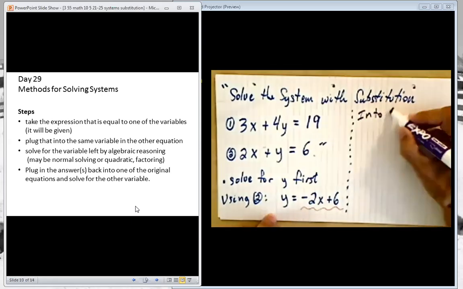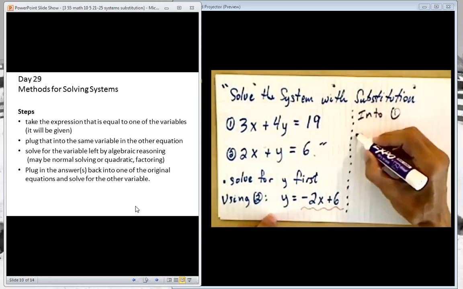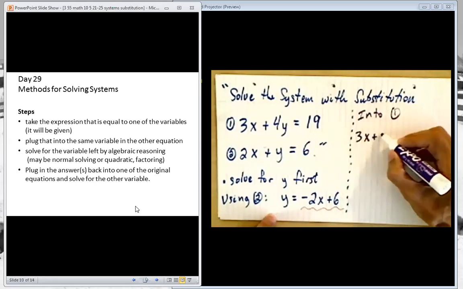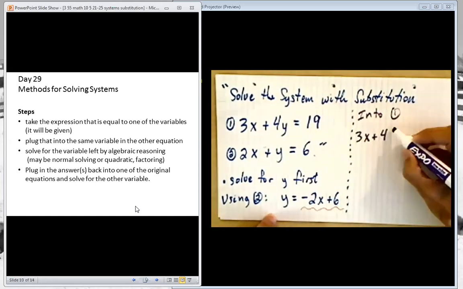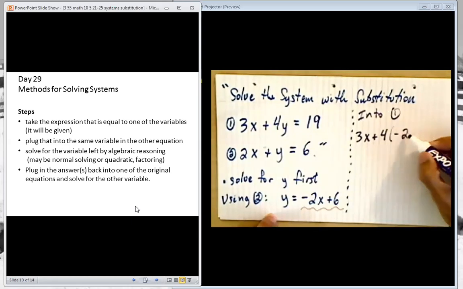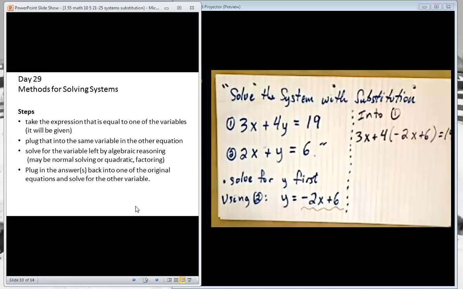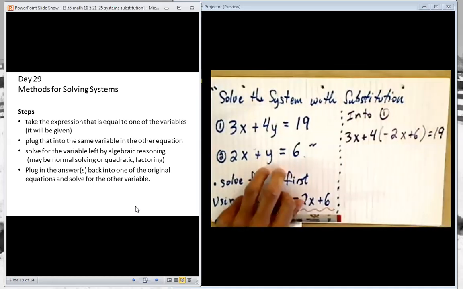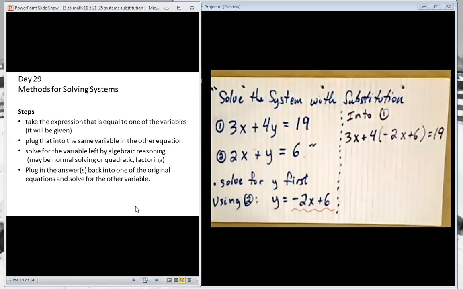Into equation 1, what do we got? 3x plus 4 minus 2x plus 6 equals 19. That's right. How's that look out there? Well, almost. Equals 19 like that.